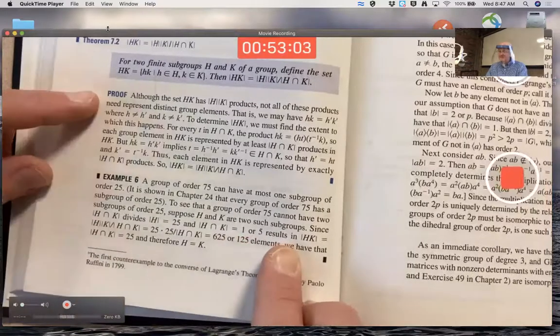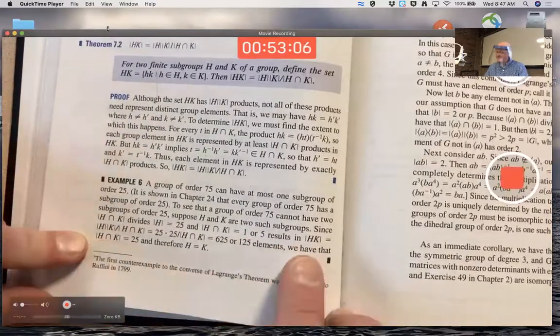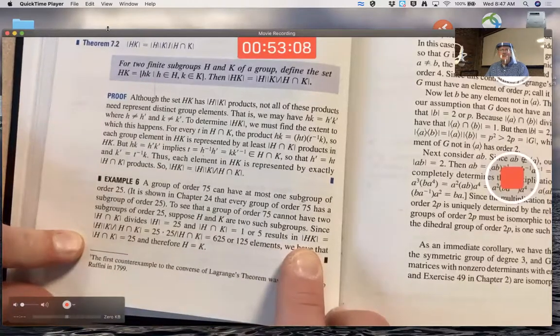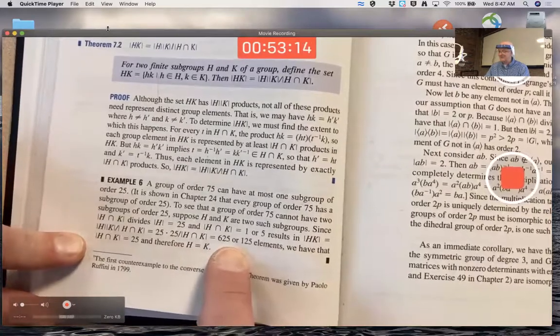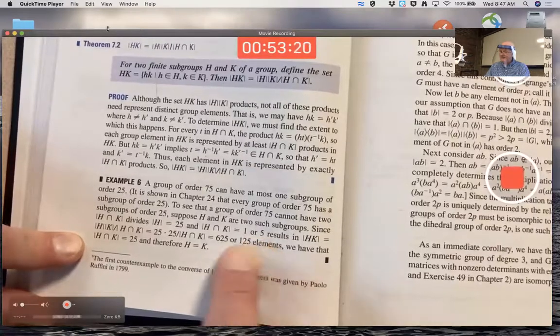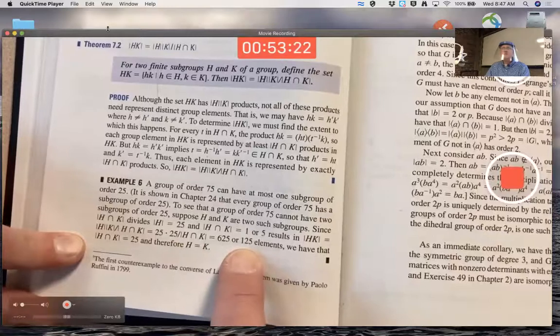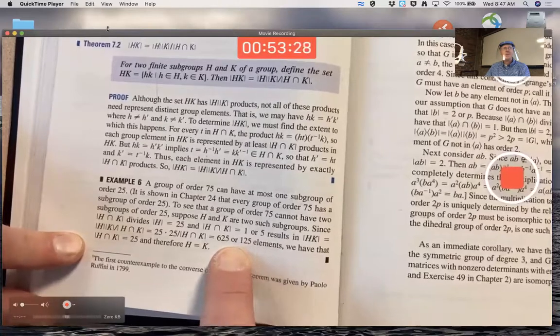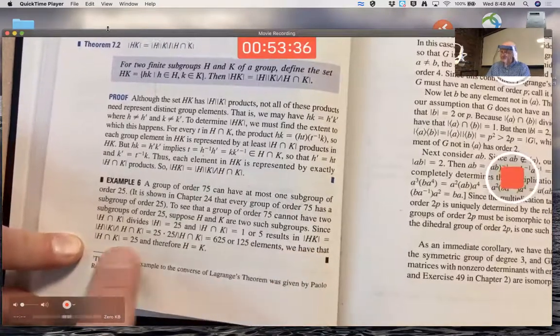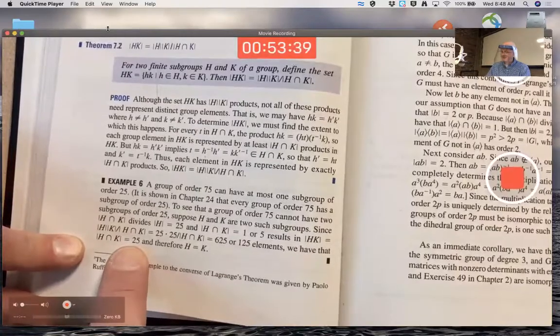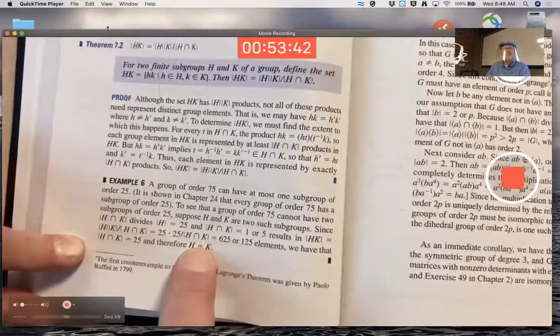If it's 1, then this theorem implies that the order of this set HK is 25 times 25 divided by 1, which is 625, which is impossible because G only has 75 elements. If it's order 5, divide by 5 instead, you get 125 elements, which is still impossible because G has only 75 elements. You can't have more elements in the set HK than there are elements in the entire group. Those both lead to contradictions. Therefore, we are forced to conclude that this has order 25, which is the same as the order of H and K themselves. Therefore, they must be the same subgroup.